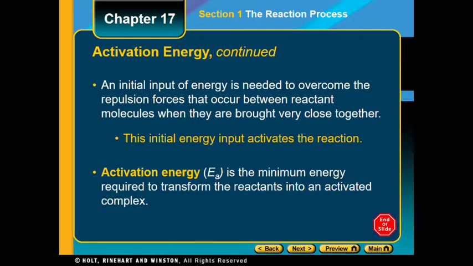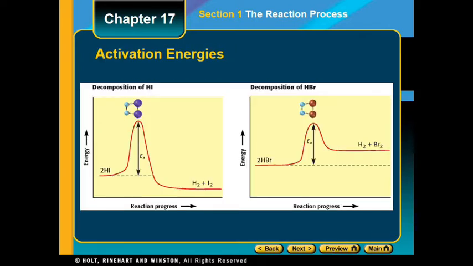You do have an initial input of energy needed to overcome any repulsive forces between your reactant molecules, and that initial energy input activates the reaction, so you will look at how to calculate activation energy. So in this example right here, the decomposition of HI, if we look at just the general activation energy, some things of note whenever we do get into our calculations.